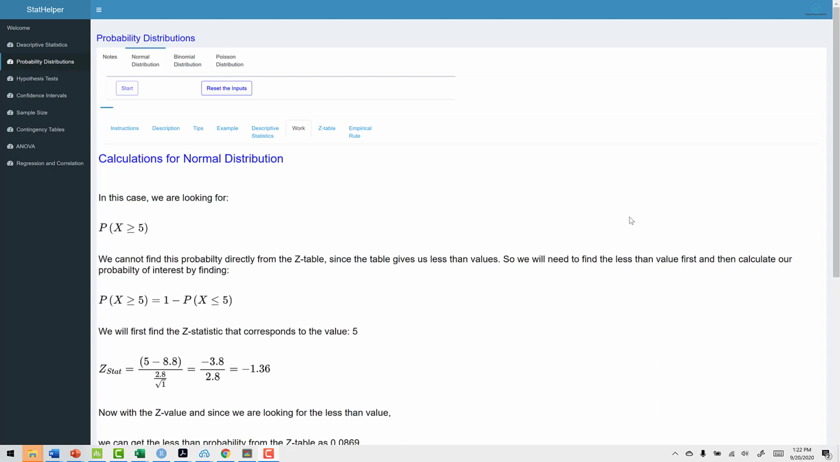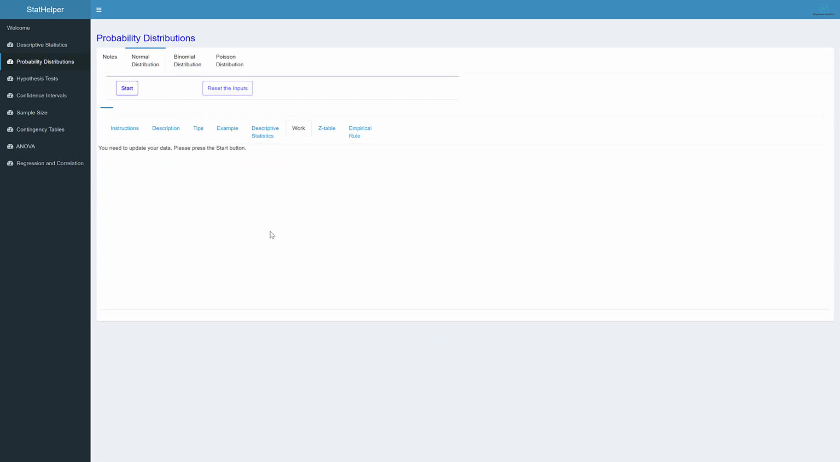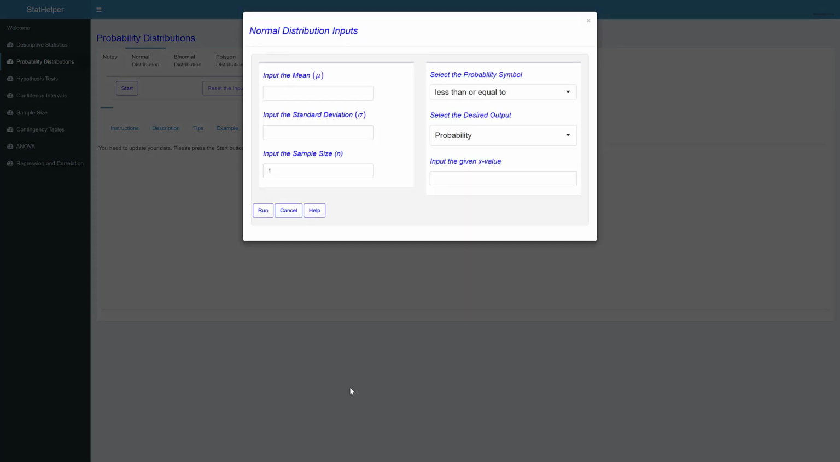Okay, now we're back here again in the StatHelper. We're basically where we left off in the previous part of the question. Remember now to move forward with part C, we're going to need to reset the inputs, so we're going to click the reset button. Now we're going to click start. Once again, remember this is the same box we've been seeing every time. Input the mean to be 8.8. Input the standard deviation to be 2.8. Again, we're still dealing with a single sample.